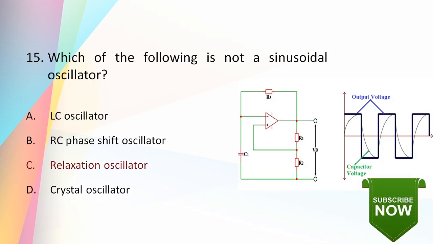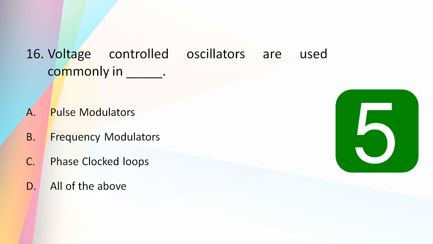And the answer is relaxation oscillator. Relaxation oscillators are basically non-sinusoidal oscillators which are used to generate square waves, triangular waves or pulse waveforms, and the rest of the oscillators are sinusoidal oscillators producing sinusoidal output.